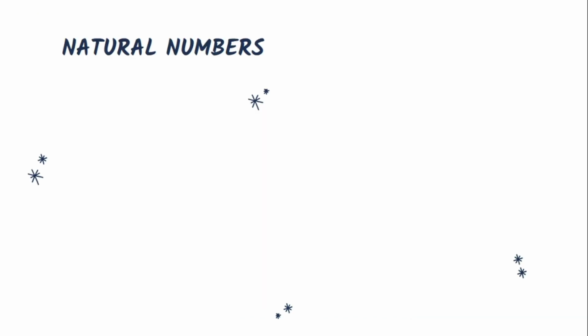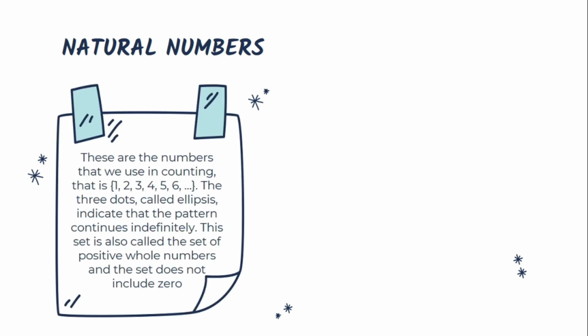Next, let's start with the natural numbers, the smallest circle in our diagram earlier. We said these are the numbers that we use in counting. That is 1, 2, 3, 4, 5, 6. The three dots called ellipses indicate that the pattern continues indefinitely. This set is also called the set of positive whole numbers and the set does not include 0. The natural numbers are the numbers starting from 1, 2, 3, 4, 5, 6, and then we see the ellipses. The ellipses stand for continuous, okay?